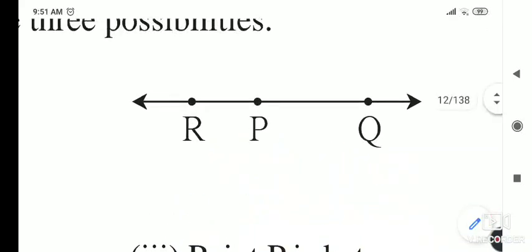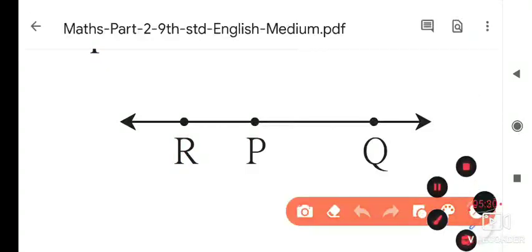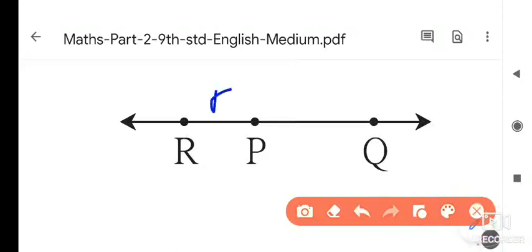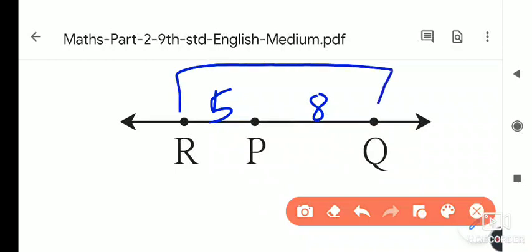One more thing about betweenness is that if you have to find the distance, suppose the distance of PR is equal to 5 and PQ is equal to 8. Then what is RQ's distance?